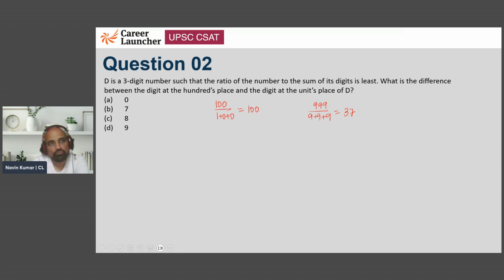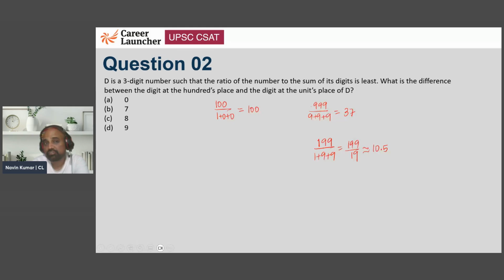So is there some way by which we can decrease it? Basically, we have to make the numerator as small as possible. For that, the leftmost digit, instead of 9, we should make it as low as possible. What is the lowest digit we can make? We can make it 1. So 199 divided by 1 plus 9 plus 9. This is 199 divided by 19, which is going to be very close to 10.5.